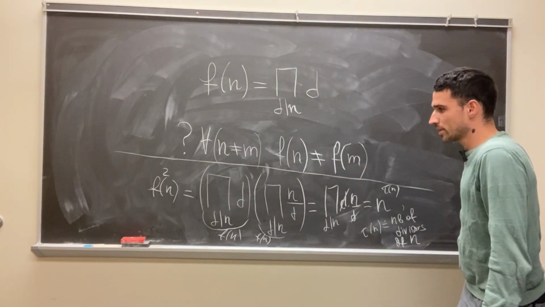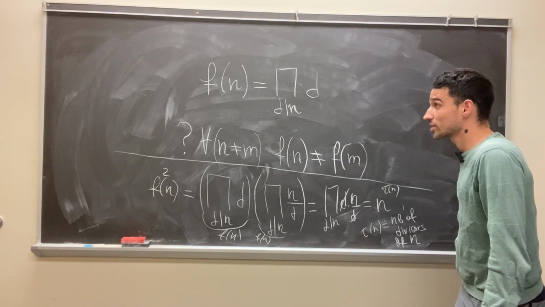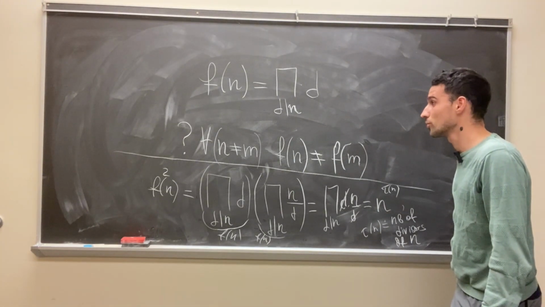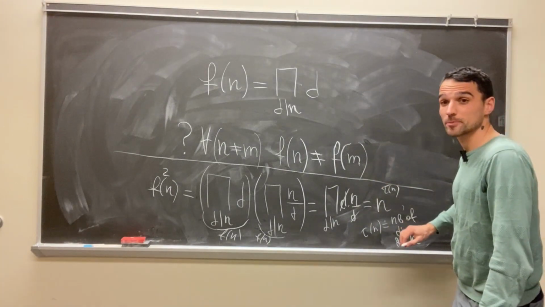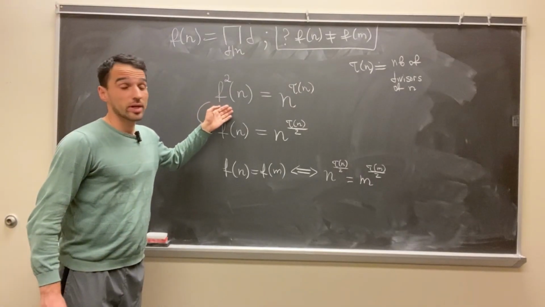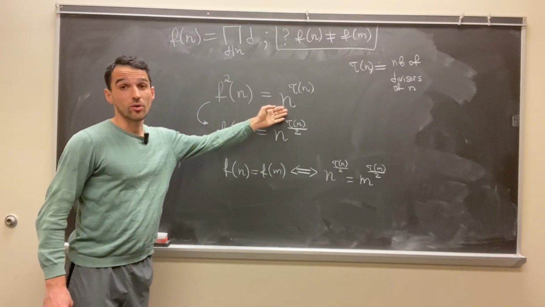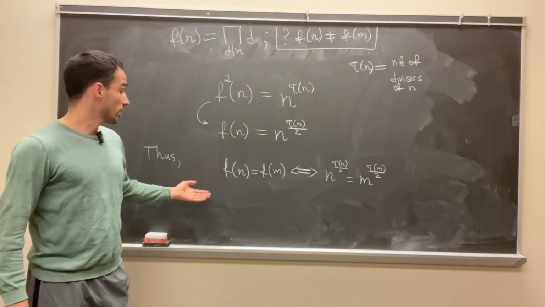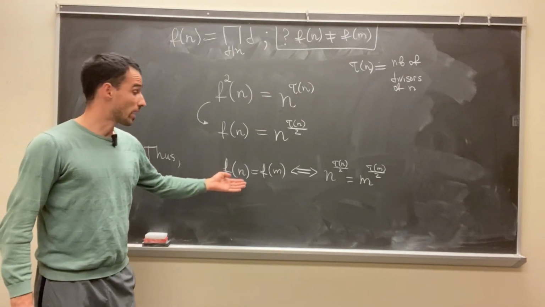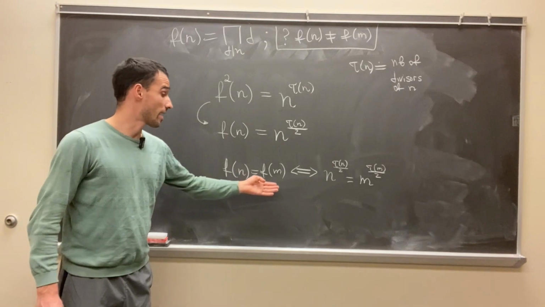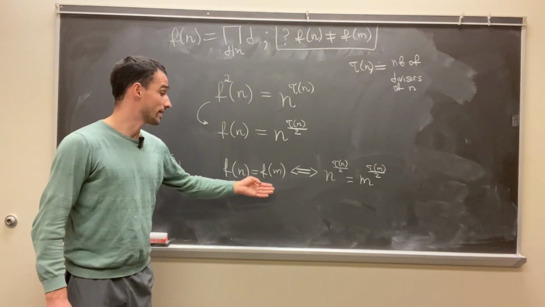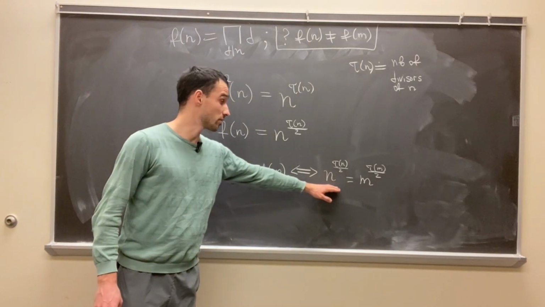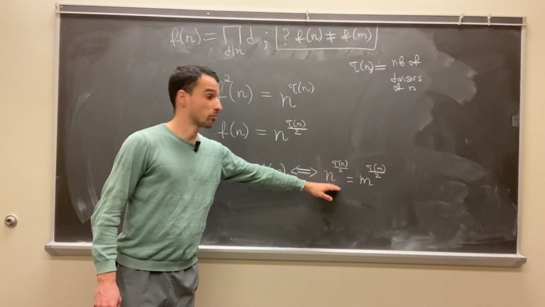Okay, very good. So basically we got a formula for this function f of n, right? We will see how this helps us establish what we want. So what we got was that f squared of n is n to the tau of n. Then f of n is simply n to the tau of n over 2. Then if we assume that it's possible for f of n to be f of m for n and m different, then we must have this equality here. Why is this not possible?